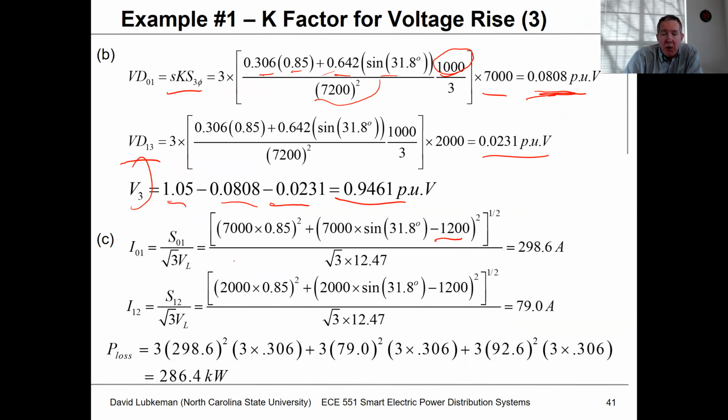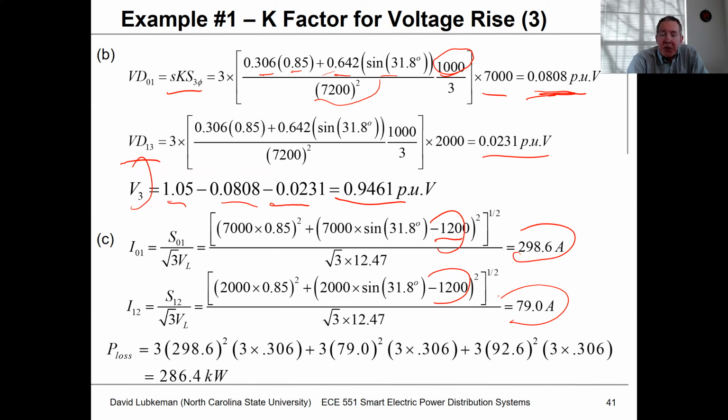So what I can do in this case is subtract off this 1200 kVAR from the reactive power for those two segments. And what this will give me is a current of 298.6 amps for the first segment and 79 amps for the second segment.